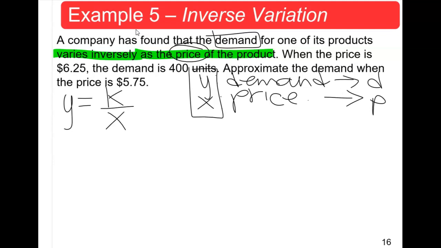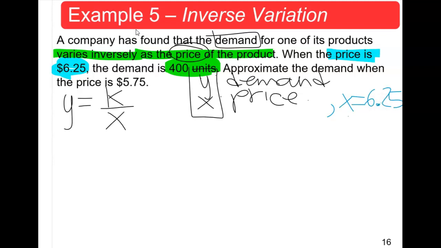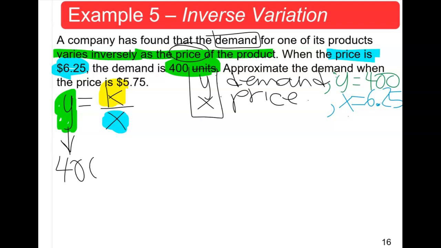However, on WebAssign you might be told what variable to use, okay? So we're going to use the information provided to us. It says here, when the price is $6.25, the demand is 400 units. So what we're saying here is that when x is equal to 6.25, the demand, which is y, is equal to 400. So we're going to be substituting x and y to find k. So let's do that. Instead of y, we use the 400. And then instead of x, we will use 6.25.